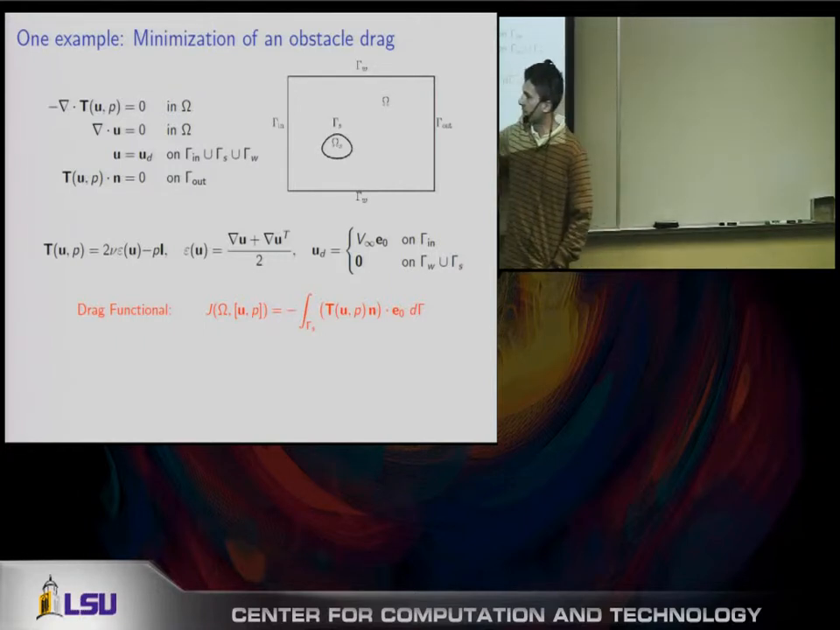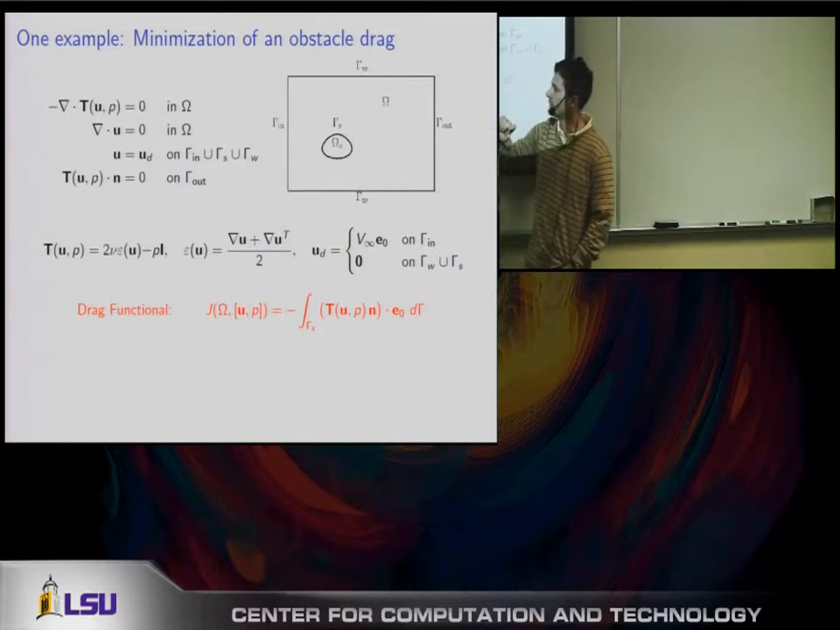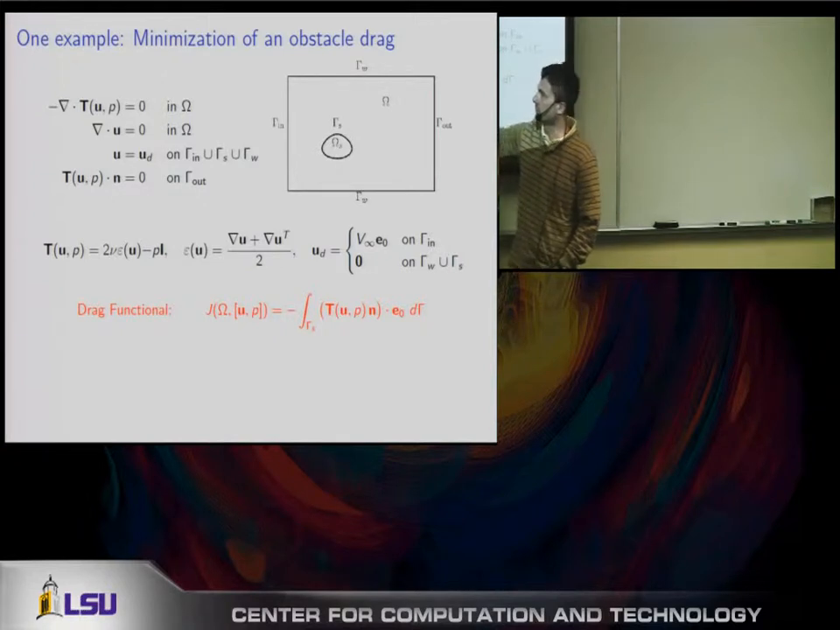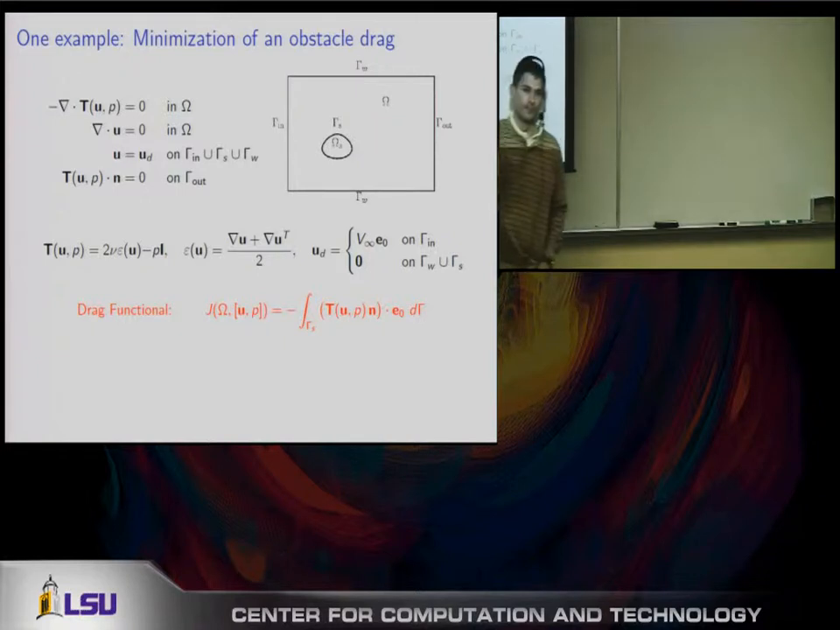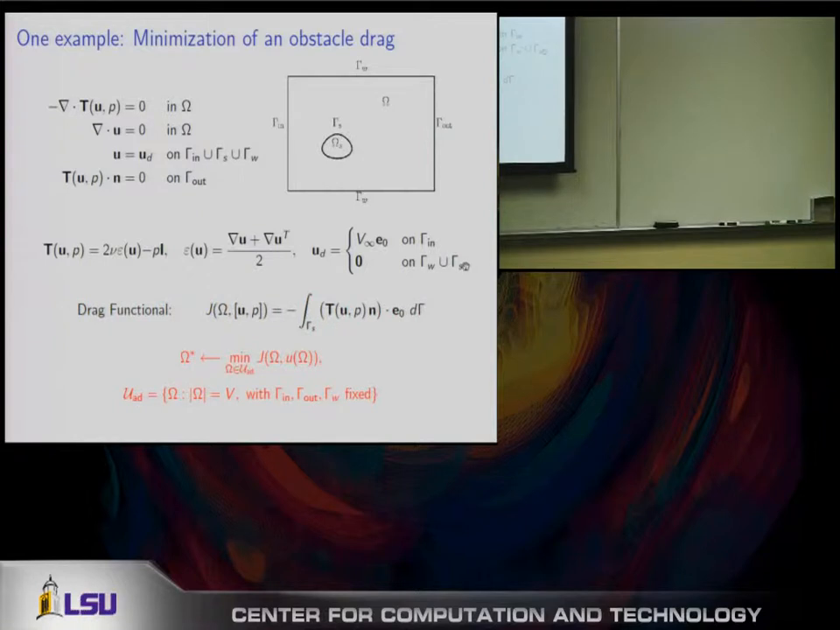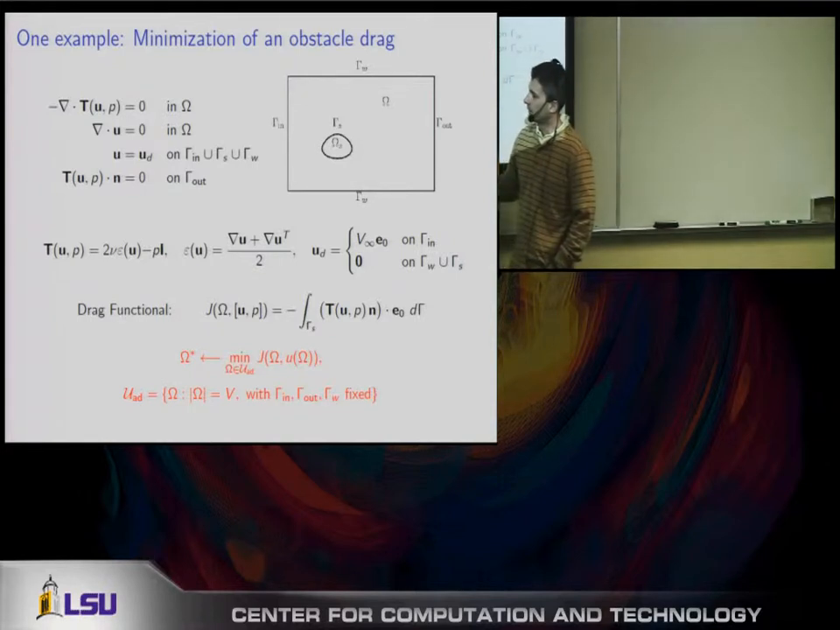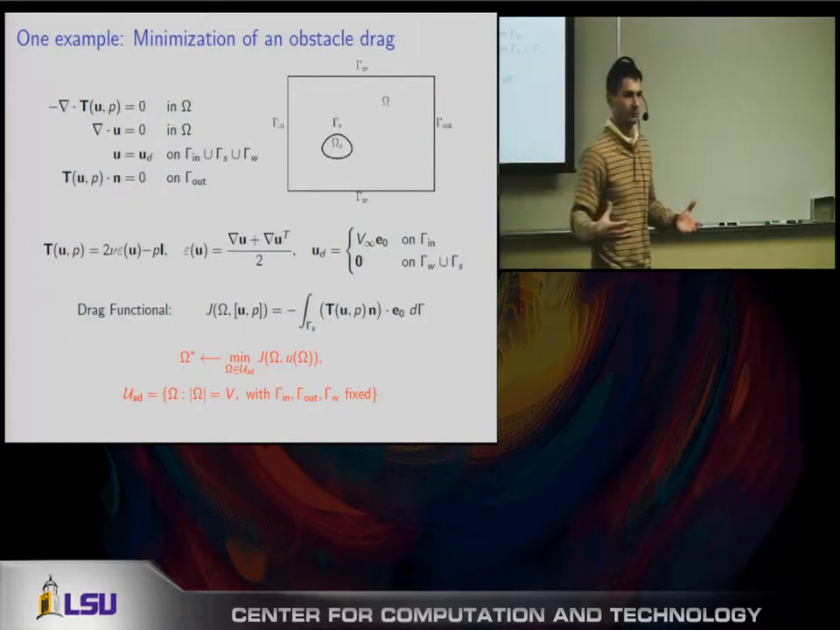So observe that the shape functional not only depends directly on the shape, because the shape determines the shape of the object, but also indirectly on the shape through the solution to this partial differential equation that in turn depends on the shape. So that's the kind of shape functional that I am talking about. And to make sense of the optimization problem, you would look for the shape that minimizes this functional, and a reasonable restriction to impose is that you look among all the shapes with the same volume. You don't want this to collapse to a point.